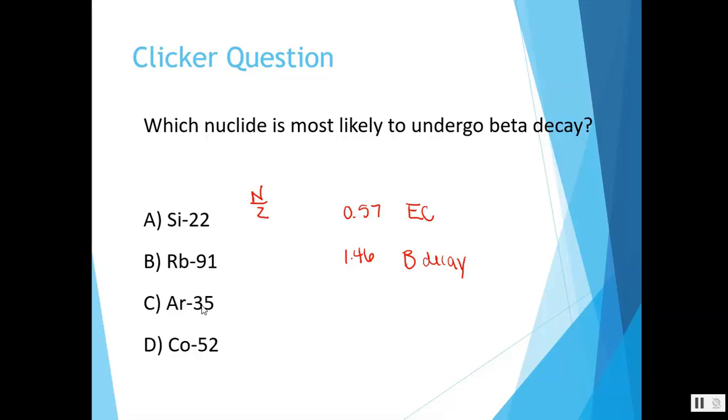This argon-35 has an N to Z ratio equal to 0.94. It contains 18 protons and 17 neutrons. So it's relatively stable. You could argue that it's a little bit low, so it might undergo electron capture. And then this cobalt-52 contains 27 protons and 25 neutrons, giving it an N to Z ratio of 0.92. So these last two, again, they're relatively stable. They're close to 1, but they could be increased potentially by electron capture.